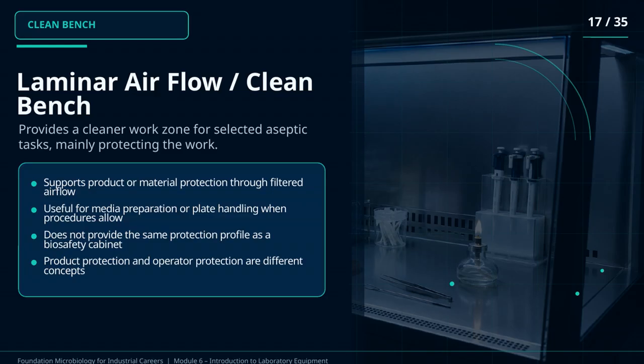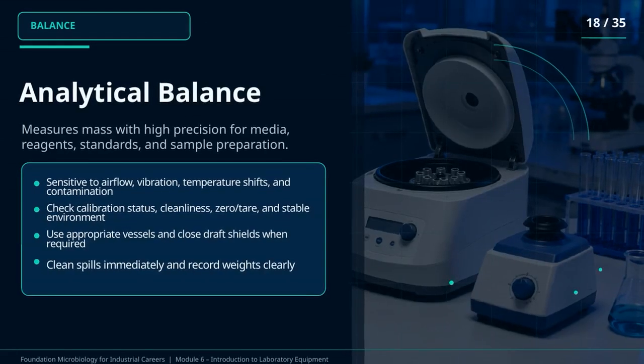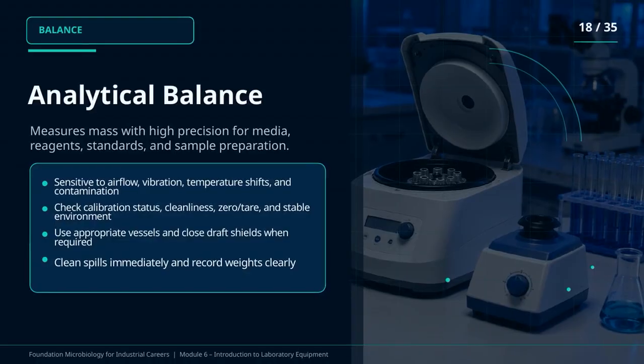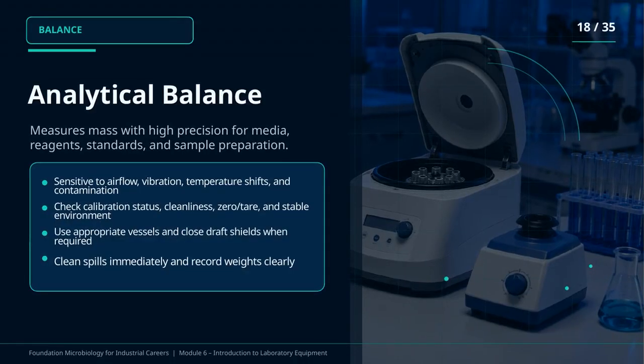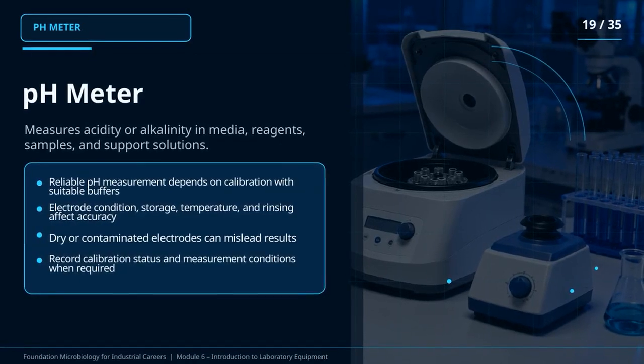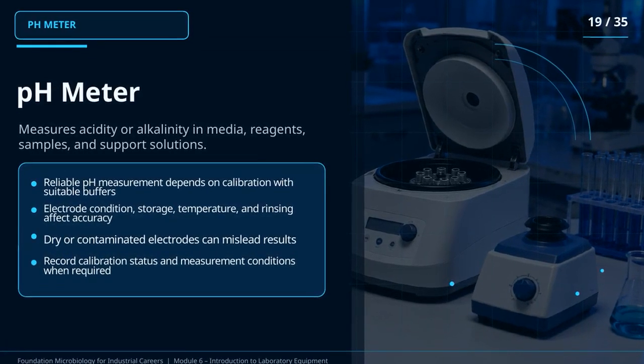An analytical balance measures mass with high precision for media, reagents, standards, and sample preparation. Reliable weighing requires calibration status, a stable environment, correct tare, suitable vessels, and immediate cleaning of spills. A pH meter measures acidity or alkalinity in media, reagents, samples, and process support solutions. Accurate results depend on appropriate buffer calibration, correct electrode storage, rinsing between samples, and documented measurement conditions.